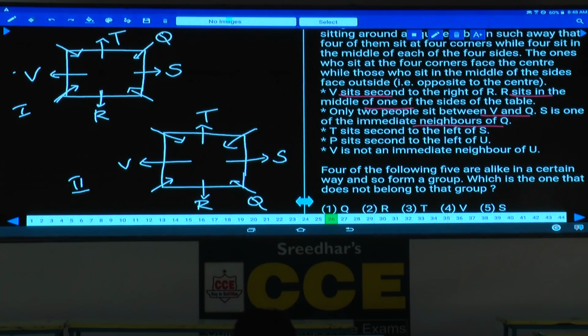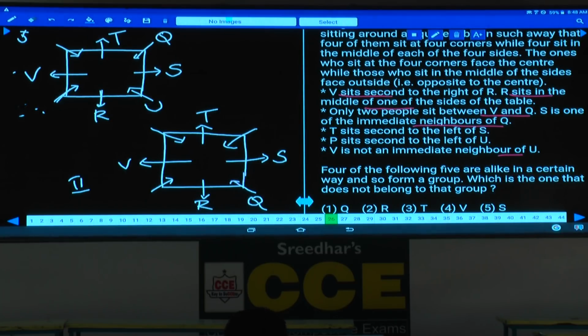T sits second to the left of S, and P sits second to the left of U. As P sits second to the left of U, P and U must be at what? P and U must be at the corners only, isn't it? And V is not an immediate neighbor of U. As V is not an immediate neighbor of U, U cannot be here and U cannot be here. As U cannot be in these two places, U must be here. If U is here, then since P sits second to the left of U, P must be here. Are you following or not?